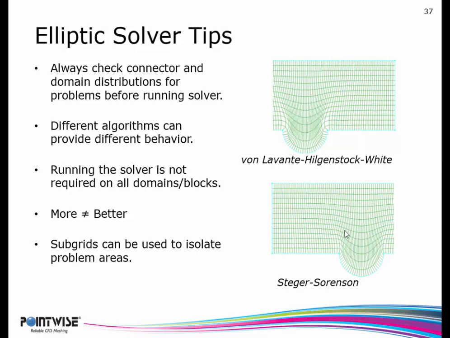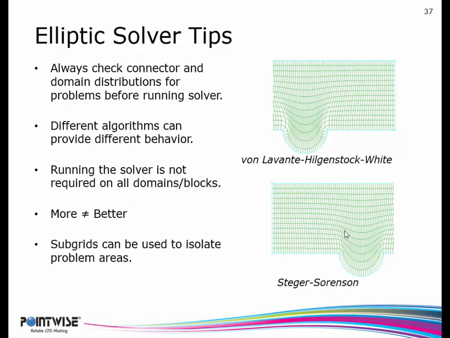So before you actually go in and spend a lot of time using our solve command to try to fix what appears to be a problem with your grid, spend a little bit of time looking at the domains and the connectors that are near those cells that appear to have issues, just to be sure that you're not wasting your time trying to run the elliptic solver to improve something that can't be fixed with the elliptic solver, that is actually an issue with the connector possibly.